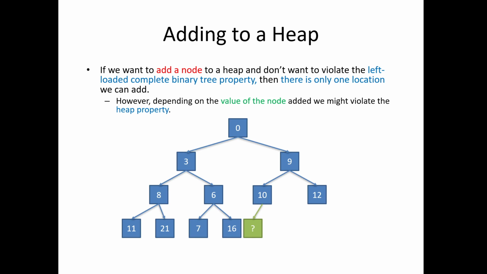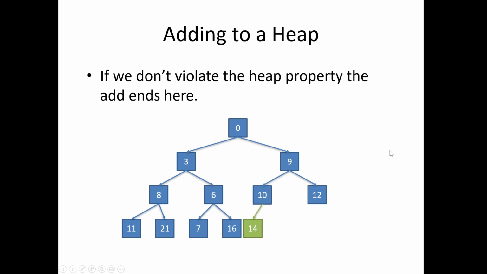What that means is, depending on which value we add here, there's the potential that we could violate the heap property. So here I'm adding it as a child of the node 10. If I added, say, a node with value 20, 20 is greater than 10, I'm okay, I'm in the clear. So some of the time this will be a safe add and we're good to go. Here's an example maybe with the number 14. Okay, so this is a safe add and we're done when we do this.